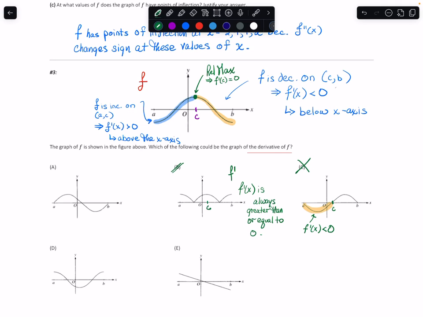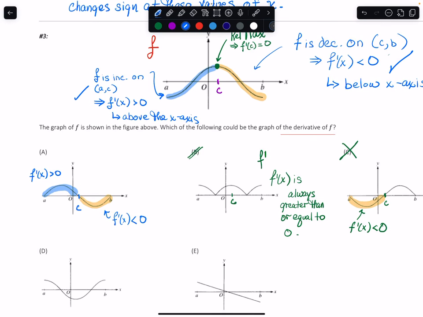I think the answer is A, right? So let's assume here is C. Maybe we should use the same colors. That would be good. So here, from A to C, we have that f prime of x is greater than 0, above the x-axis. That checks out with my analysis there. From C over to B, I would say that the graph is below the x-axis, so that tells me that f prime of x is less than 0. That matches with here. At C, the derivative is 0, and the signs change from plus to minus, right?